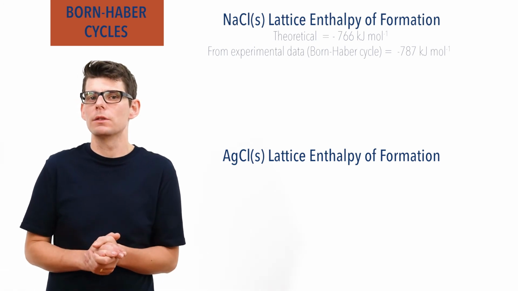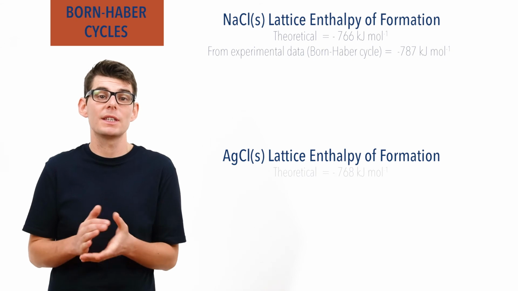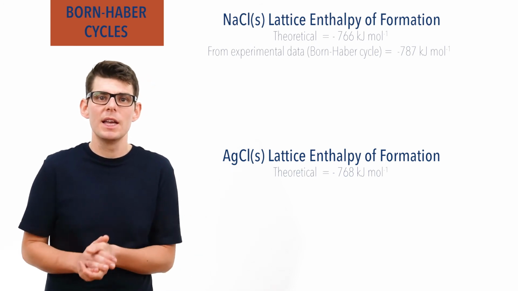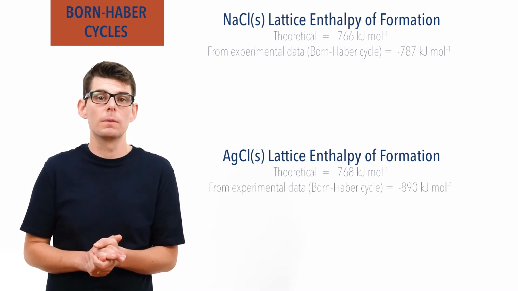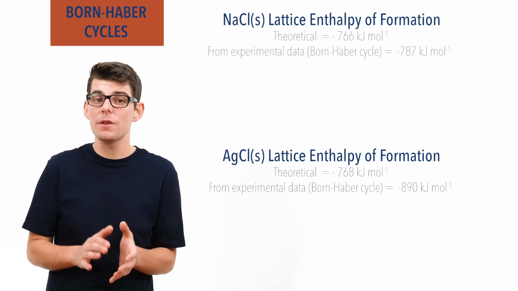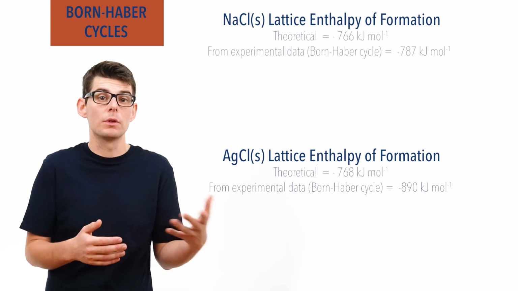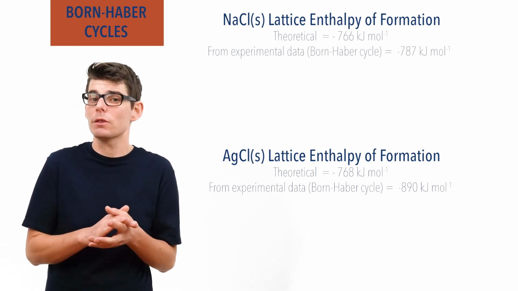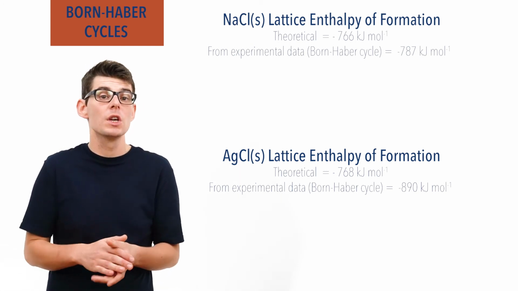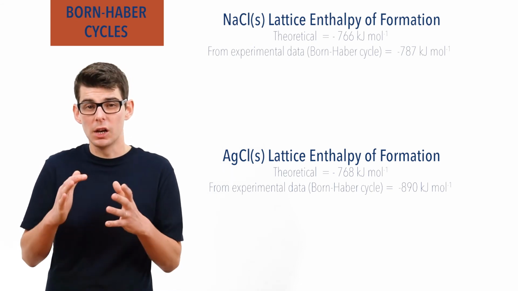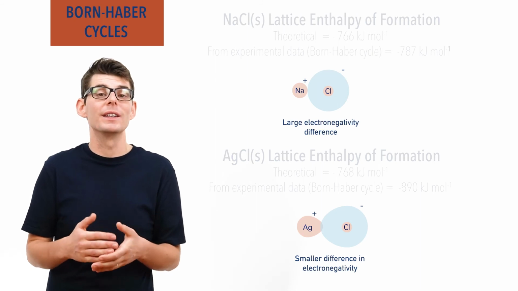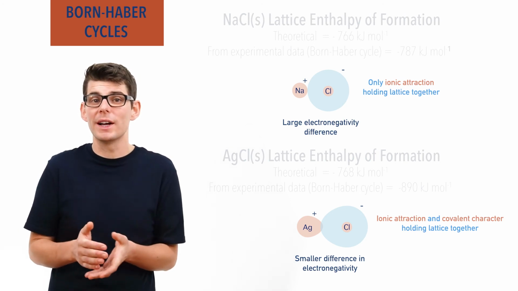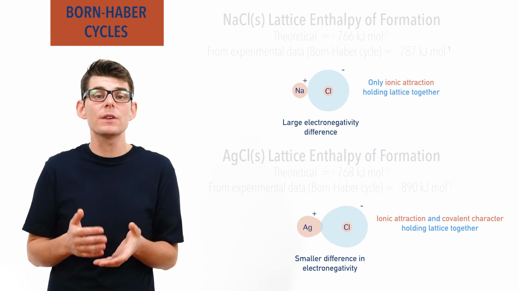Theoretical lattice enthalpy based on ions involved in silver chloride is -768 kilojoules per mole. The experimental value based on Born-Haber cycles from actual experimental data is -890 kilojoules per mole. Here, the theoretical value is further from the value obtained using experimental data from a Born-Haber cycle, compared to that of sodium chloride. This is due to the smaller difference in electronegativity between the silver and chloride ions compared to the sodium and chloride ions. A lower difference in electronegativity gives the lattice covalent character, meaning you can't assume only ionic interaction between the ions. As the theoretical value only takes ionic attraction into account, it will give a different value to the one found using experimental data.